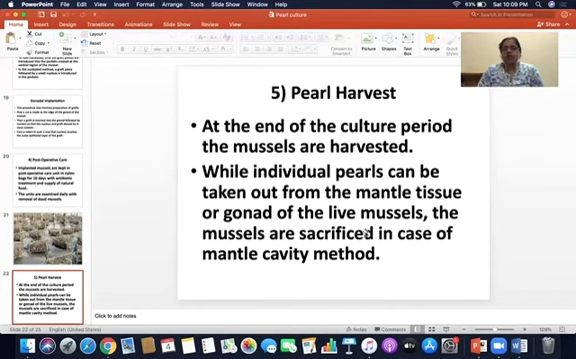At the end of the culture period, the muscles are harvested. Now, individual pearls can be removed from the mantle tissue or gonad of the live muscles with no death of these muscles, and they can be utilized once again for pearl production. Whereas, if the implantation takes place by the mantle cavity method, then the muscles have to be sacrificed.